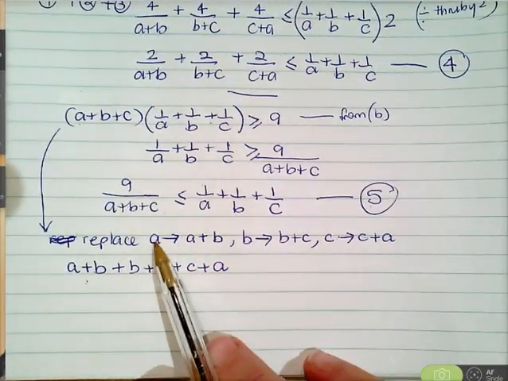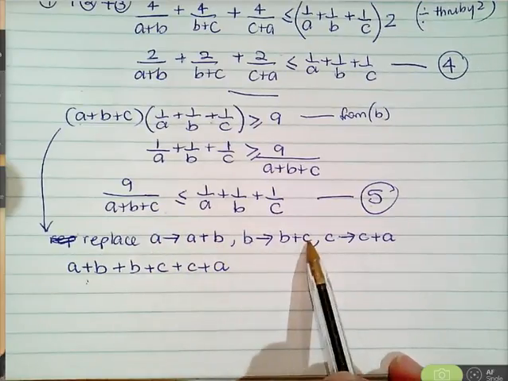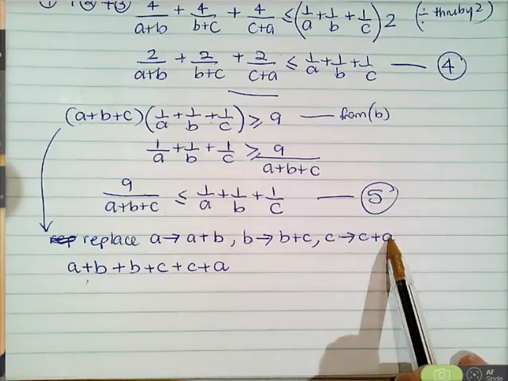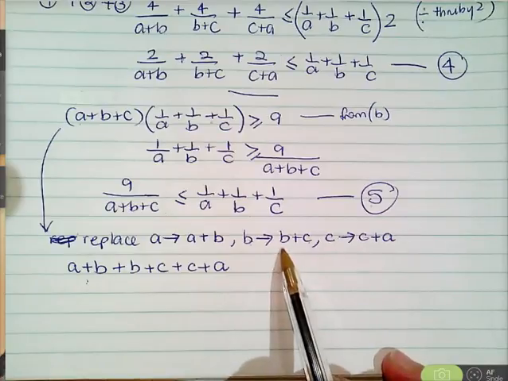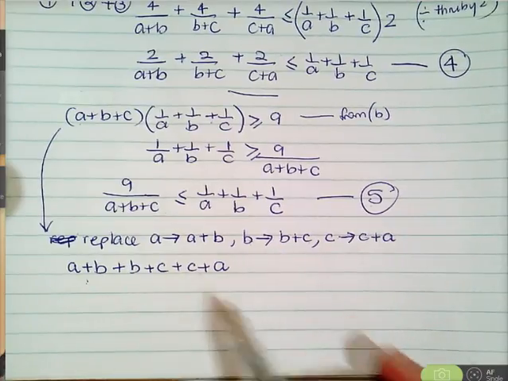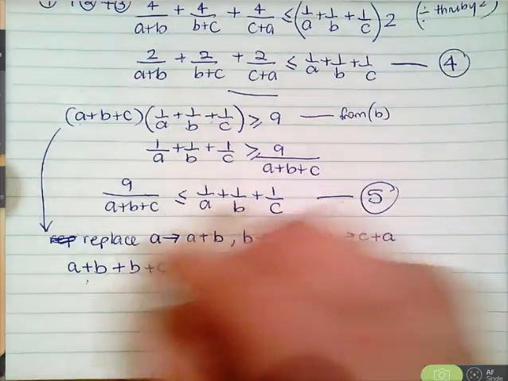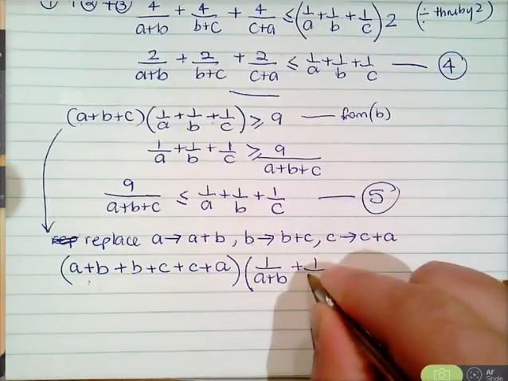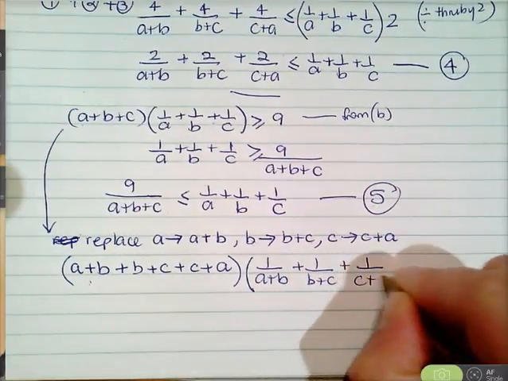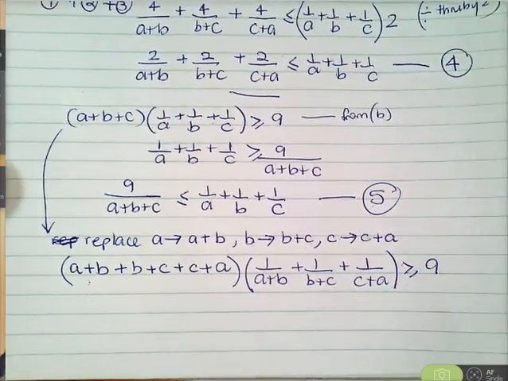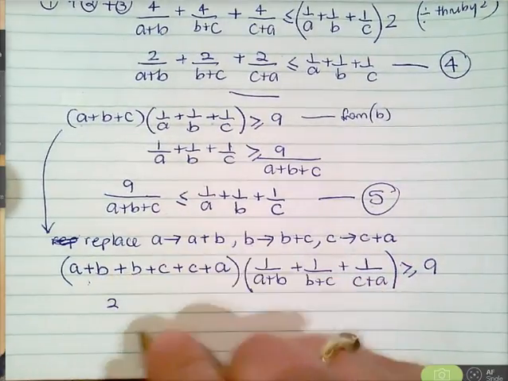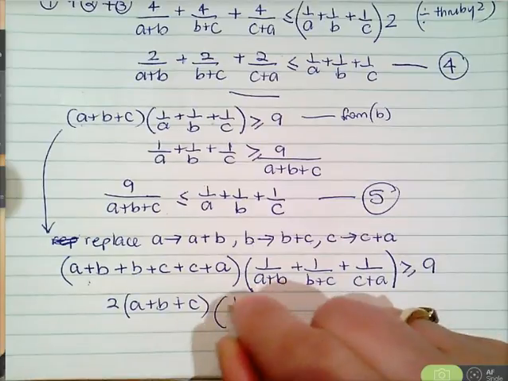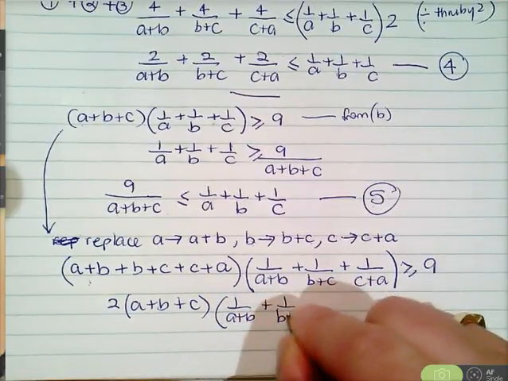I don't think it would matter whether you replace the A with the B plus C and the B with the C plus A and the C with A plus B. I think you would still get these double ups the same way, so it wouldn't matter if you didn't choose it exactly like that. Okay, so we've got that times 1 over A plus B plus 1 over B plus C plus 1 over C plus A is greater than or equal to 9. So therefore we've got two lots of this, so two lots of A plus B plus C times this, and we can see we're nearly there now.